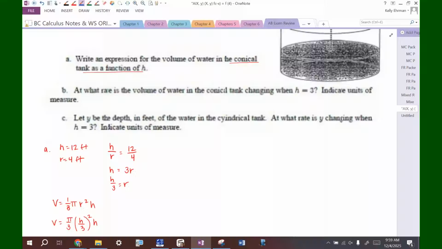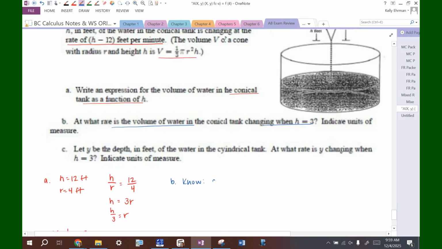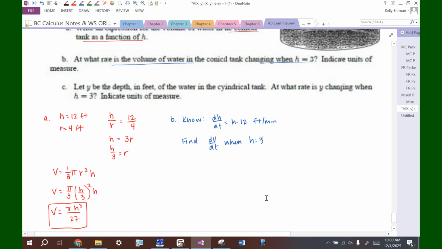At what rate is the volume of the water in the conical tank changing when h equals 3? Indicate units of measure. All right, so I like to set up know, find, use. So what do I know in this problem? I know that dh/dt is equal to h minus 12. I like to put the labels on, feet per minute. They want me to find dV/dt when h equals 3. And I'm going to use this volume formula that's only in terms of h that we just came up with. So V is equal to pi over 27 times h to the third.